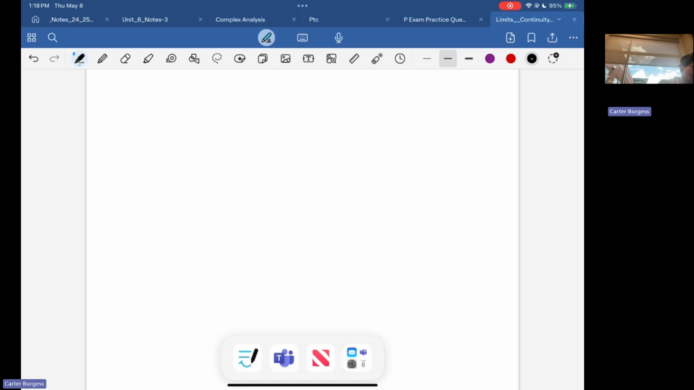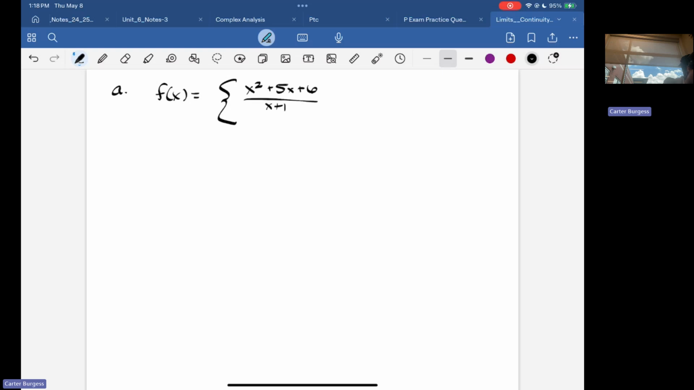So let's take a look at A here. Given the function f of x is equal to this piecewise function: x squared plus 5x plus 6 over x plus 1, if x is less than or equal to negative 5 over 3, and it's equal to x plus 1 if x is greater than negative 5 over 3. And we are trying to show that it is continuous everywhere, which is a fairly high burden of proof, actually.